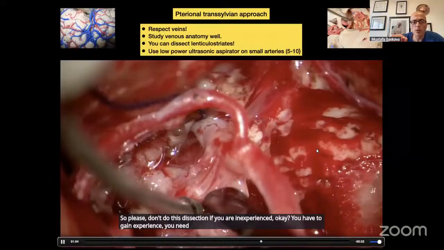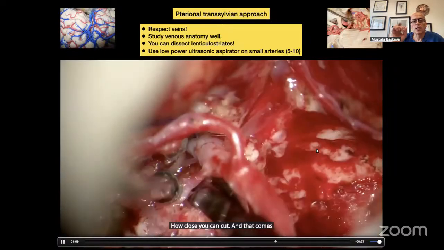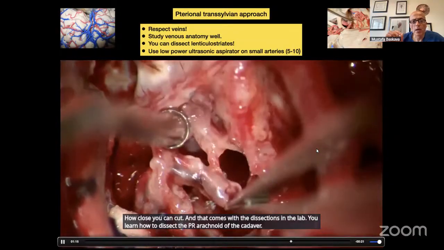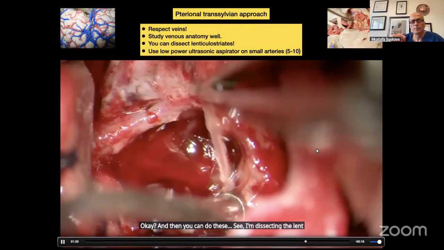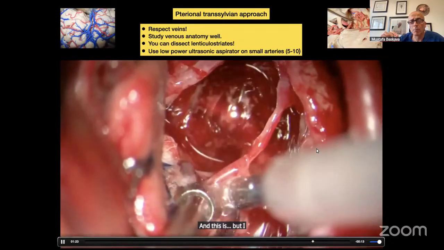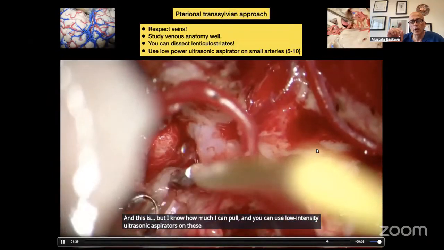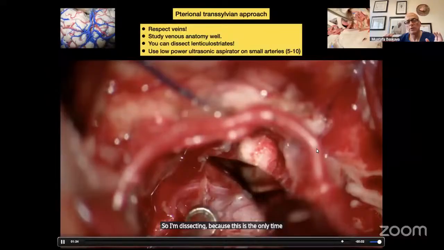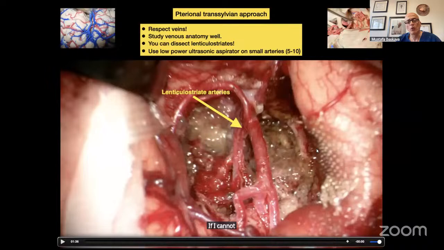You need to know how much you can pull, how close you can cut, and that comes with the dissections in the lab. You learn how to dissect the arachnoid of the cadaver. Okay, and then you can do these things. See, I'm dissecting the lenticulostriate artery. But I know how much I can pull, and you can use low intensity ultrasonic aspirators on these arteries. Okay, so I'm dissecting because this is the only time this patient has. I do my best to do gross total resection. If I cannot, this patient has no chance to beat the odds because it's GBM.